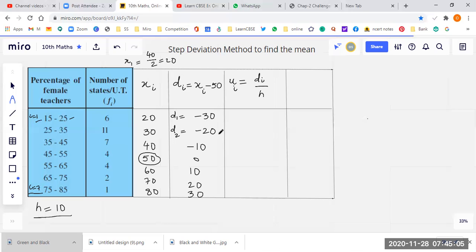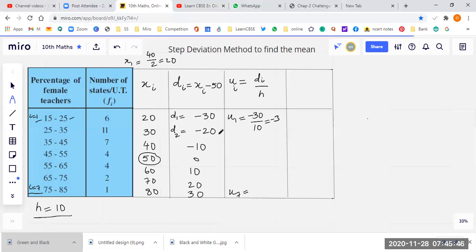Then you choose any value of h which you find is a common factor of most of the di's. You find an h which you think is a common factor of all the values, and then you divide all the values by h to get ui. Here we know the common factor of 30, 20, 10, 10, 20, 30 is 10. So we will divide all the values of di with h to get u1, u2, u3, u4, u5, u6, u7. You need not write u1, u2, I'm just telling you for understanding. So u1 would be di by h: d1 is minus 30 divided by 10, so this will be equal to minus 3.